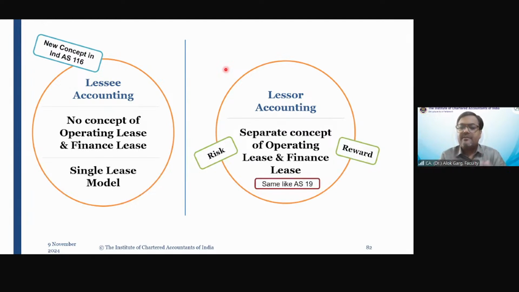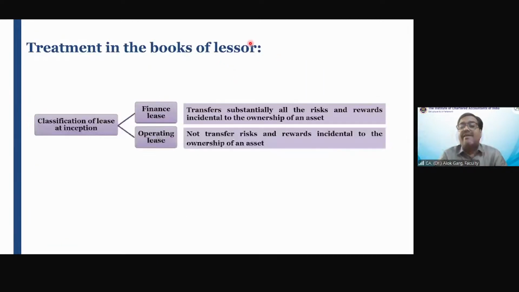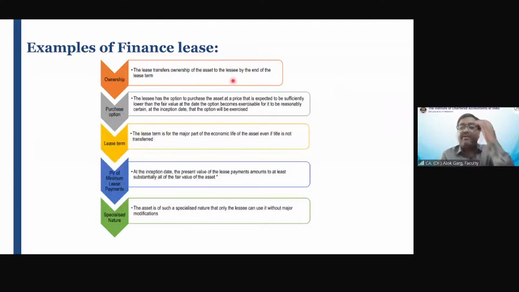Okay. So friends, when can it be considered a finance lease? The standard has given some examples, some indicators. In the classification of finance lease and operating lease, a finance lease is a lease when the lessor transfers substantially all the risk and rewards incidental to the ownership of the asset. In an operating lease, the lessor does not transfer the risk and reward incidental to the ownership of an asset. In the standard, some indicator examples are given for when it can be said that the substantial risk and reward have been transferred.